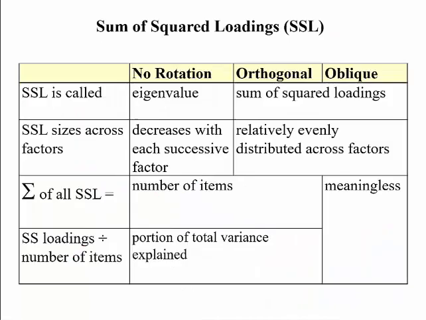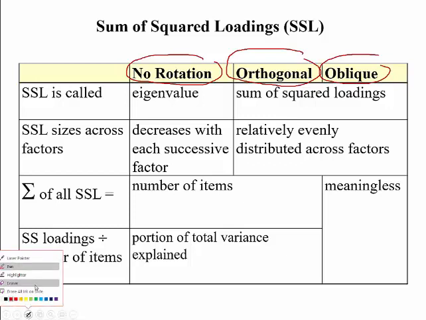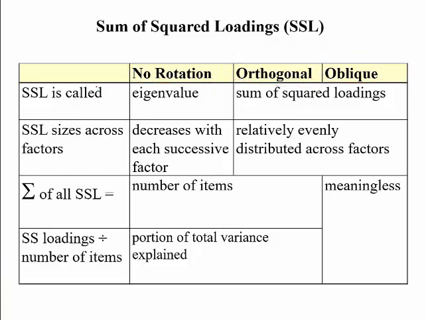So this table summarizes what happens with different types of rotation when we look at the sum of the squared loadings. So at the top here is a column for if we do no rotation, then a column for if you do orthogonal rotation, and then a third column for if you do oblique rotation. And first, let's just think about terminology. What do you call the sum of the squared loadings?